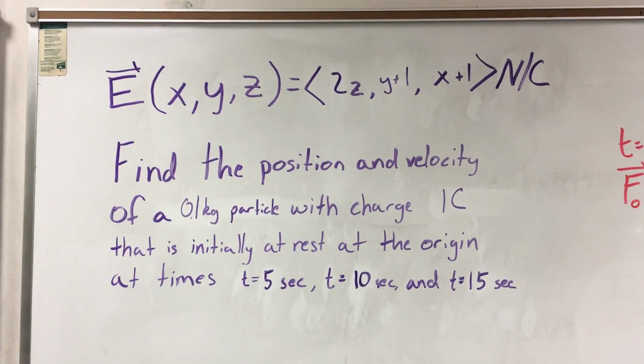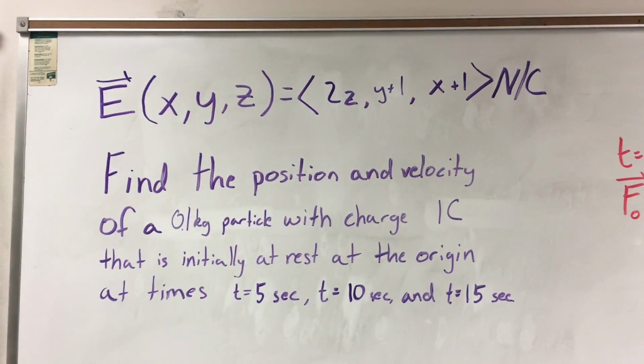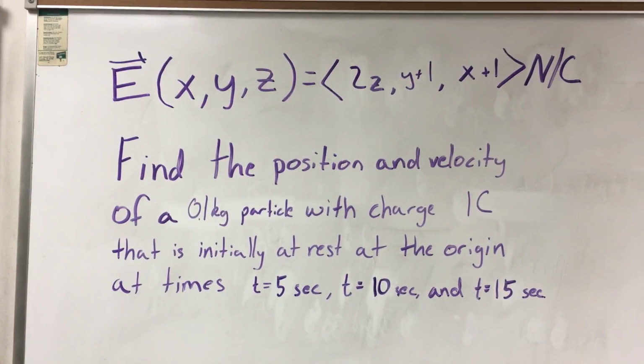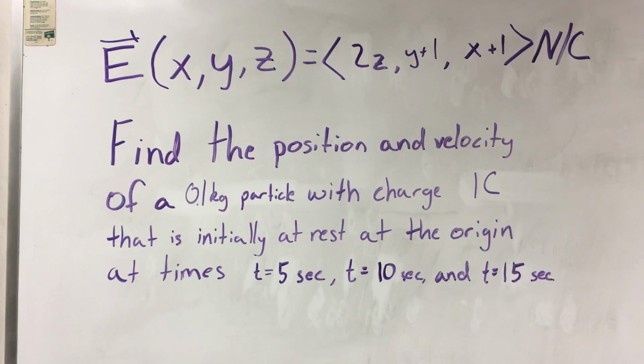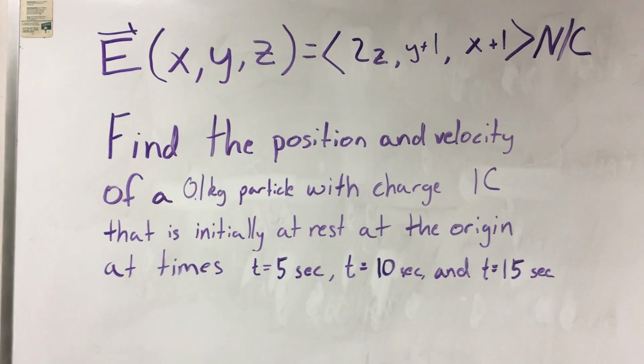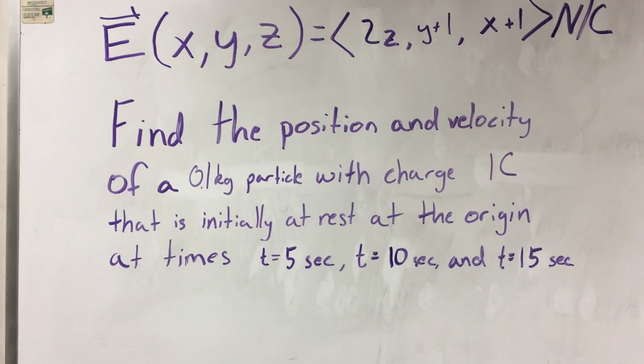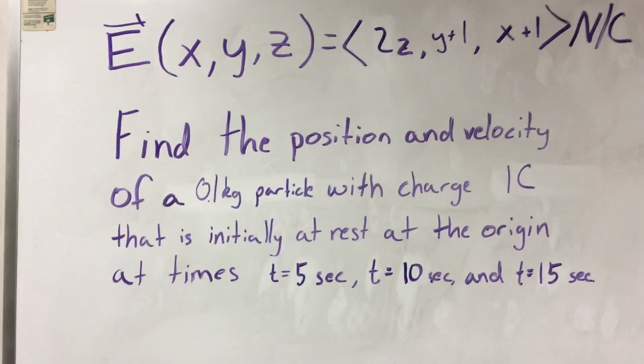In the electric field defined by 2z, y plus 1, and x plus 1, we'll be finding the position and velocity of a 0.1 kilogram particle with a charge of 1 coulomb that is initially at rest at the origin at times 5 seconds, 10 seconds, and 15 seconds.